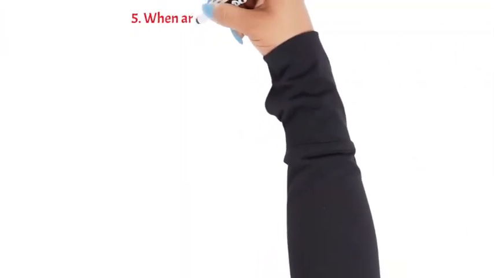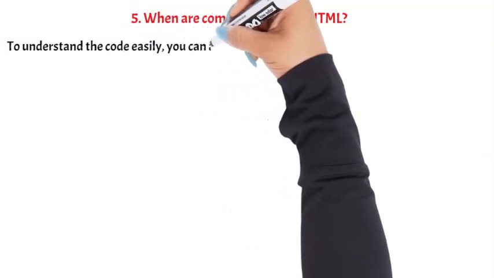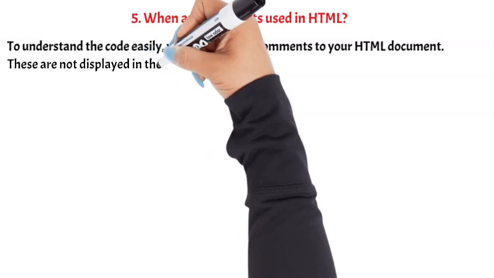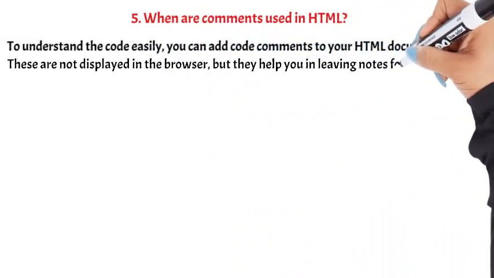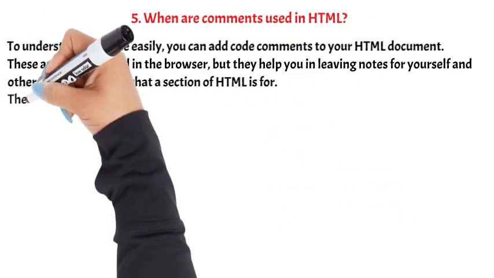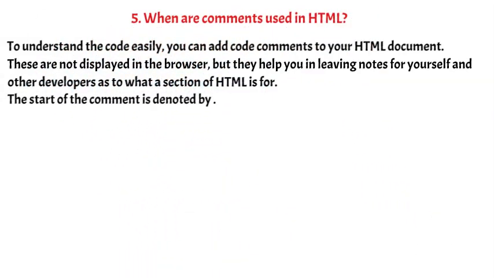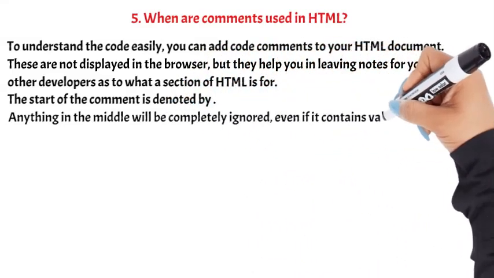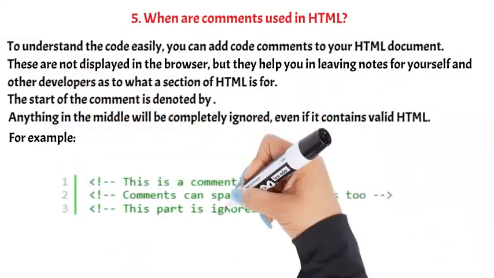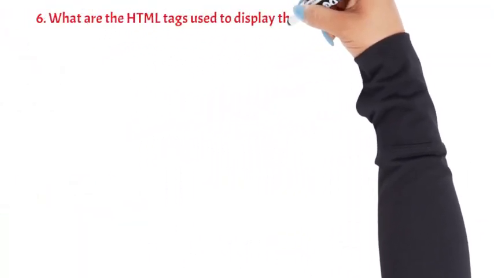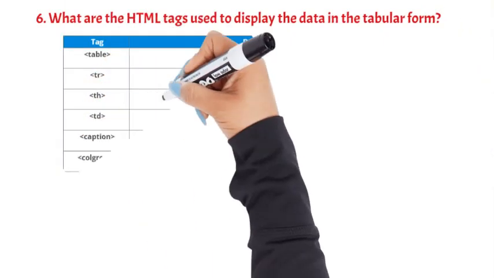5. When are comments used in HTML? To understand the code easily, you can add code comments to your HTML document. These are not displayed in the browser, but they help you in leaving notes for yourself and other developers as to what a section of HTML is for. The start of the comment is denoted by <!--. Anything in the middle will be completely ignored, even if it contains valid HTML. For example.